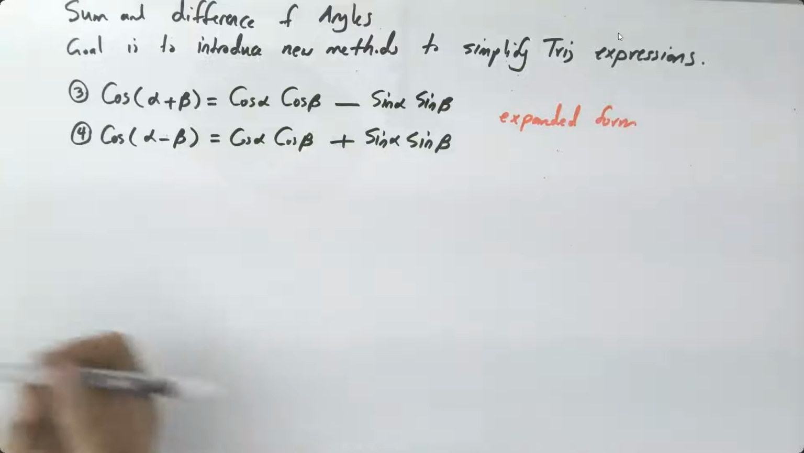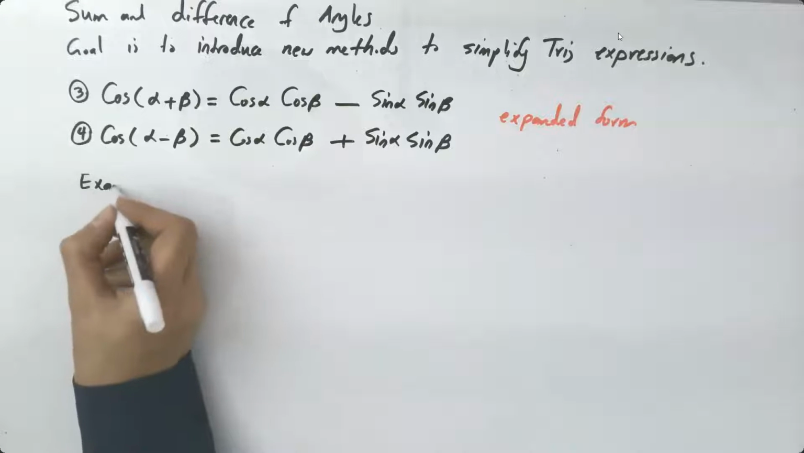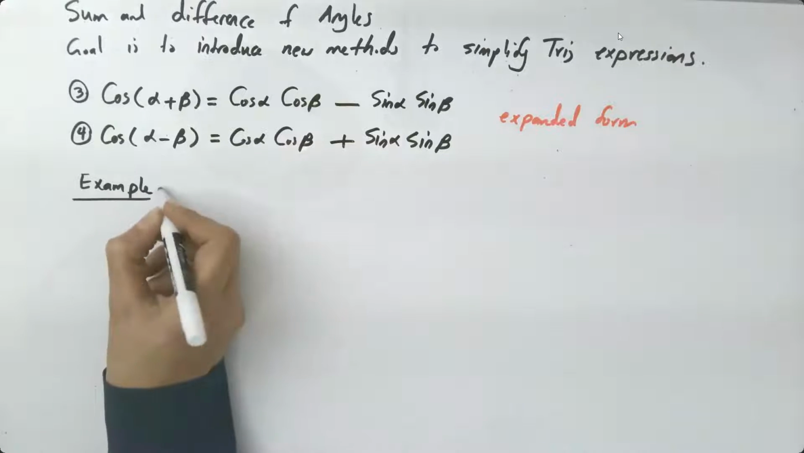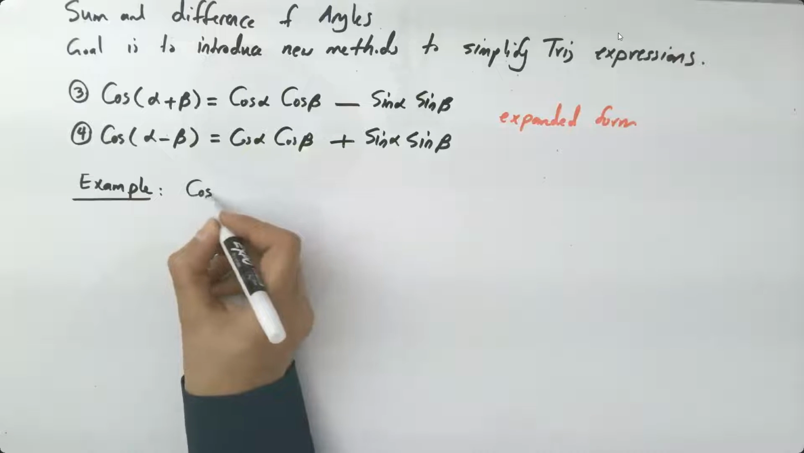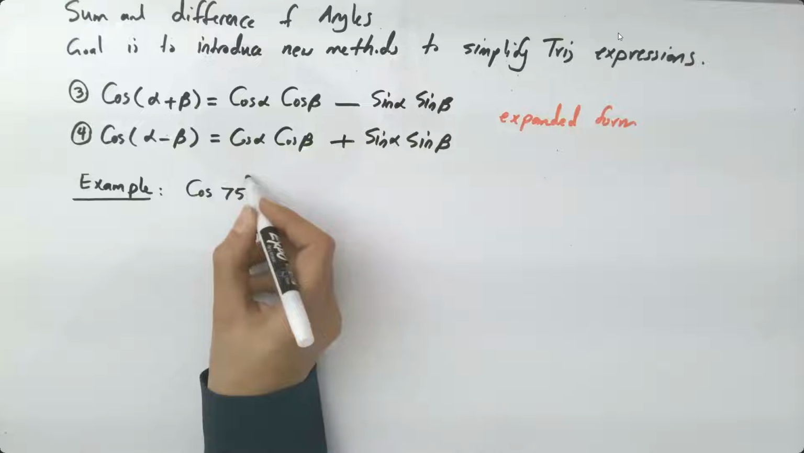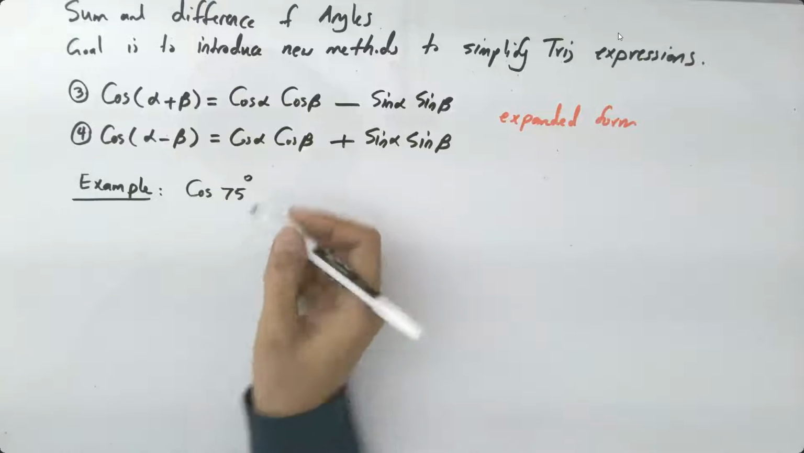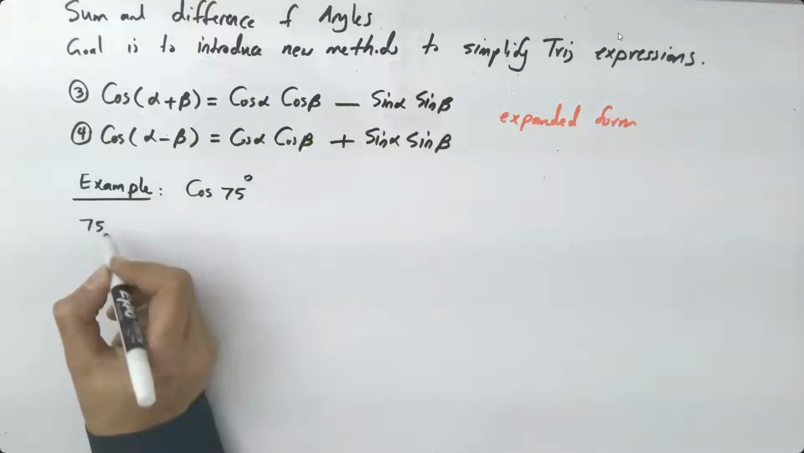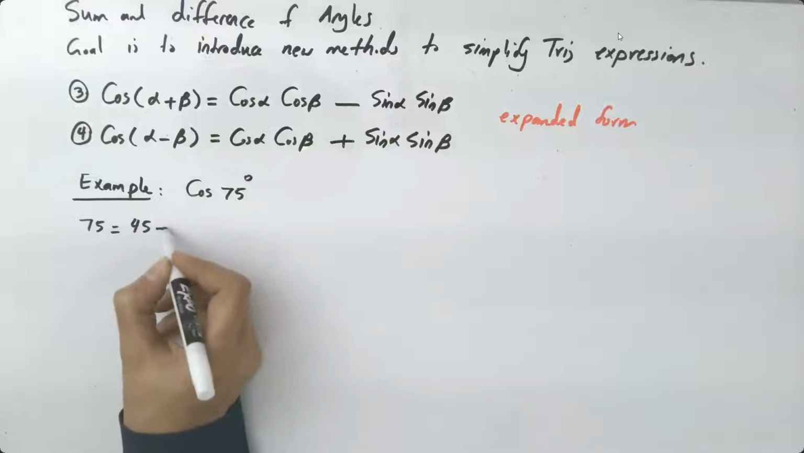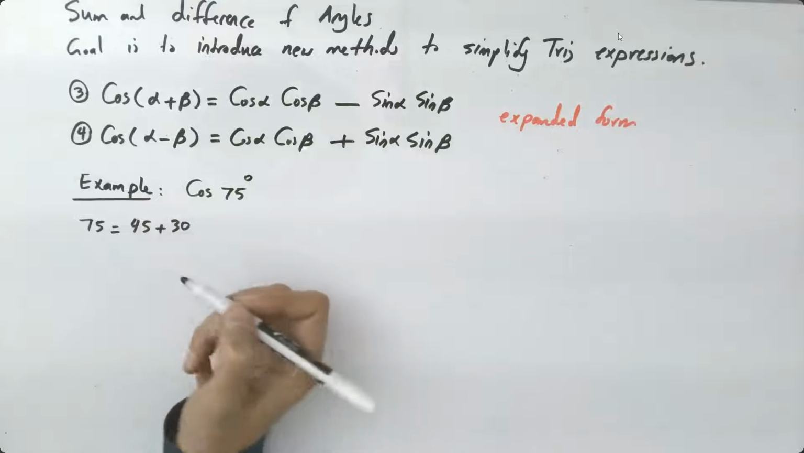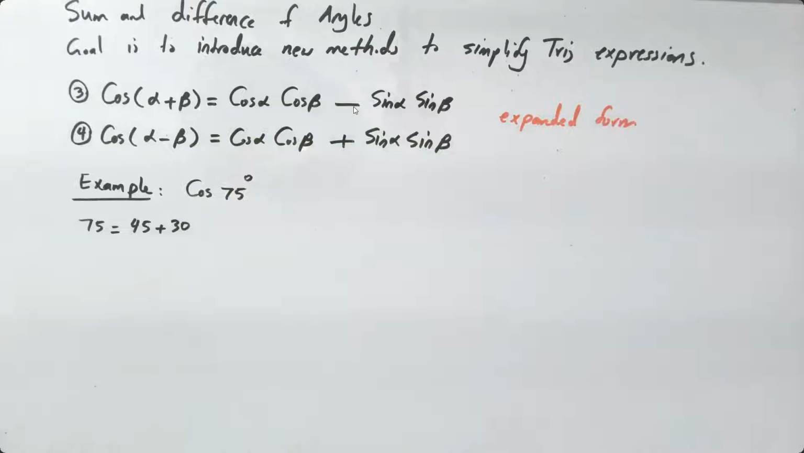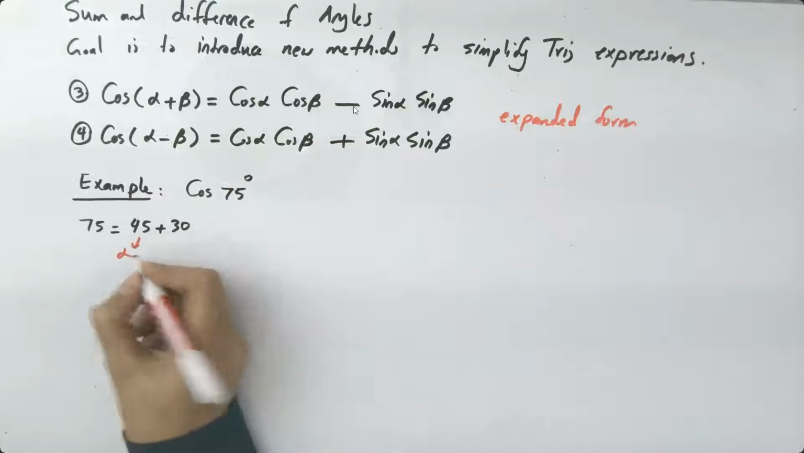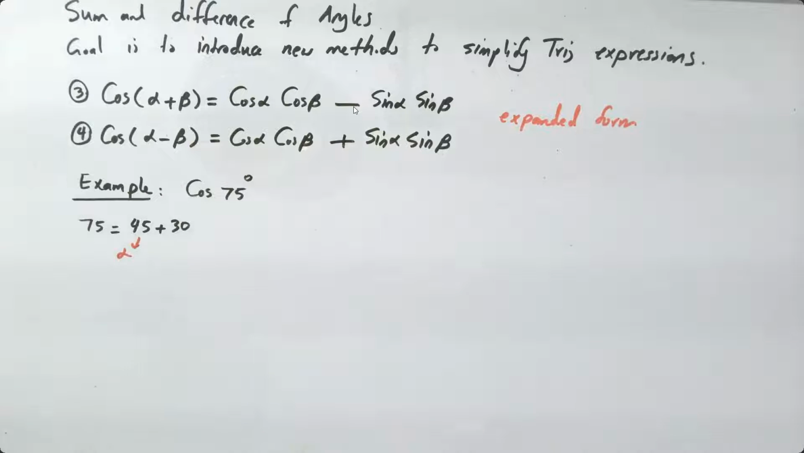Okay, give us an example. Sure. Let's go over a couple of examples to feel a little bit more comfortable about this. I ask you to calculate cosine of 75 degrees. Okay, as before, 75 is equal to 45 plus 30. You can switch between these two, 30 plus 45. It doesn't matter. It gives you the exact same result. So it means that my alpha is 45 and my beta is 30.